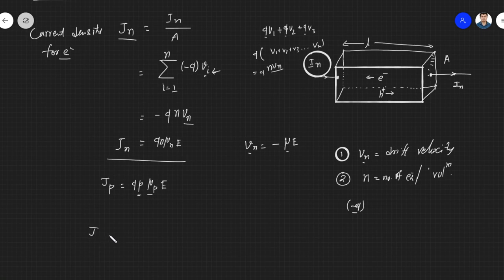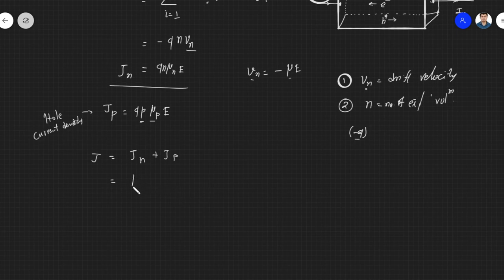So the total current density you can write as J, which will be Jn plus Jp. So I'll just write this is the whole current density, equal to q n mu n E plus q p mu p E. Or you can take the electric field common. So it is q times n mu n plus p mu p, into E.